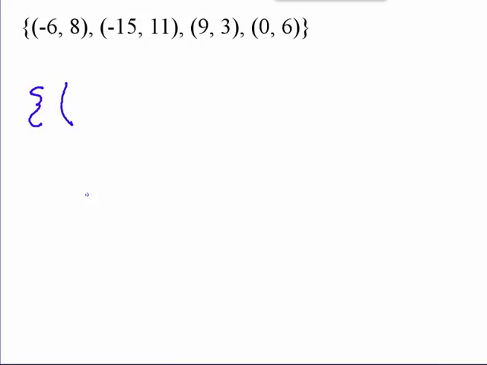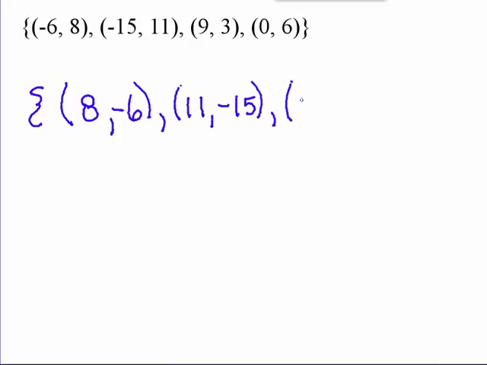So what is the very first point? 8, negative 6. That's my very first point. Can somebody tell me what point 2 will be? 11, negative 15. Very good. What will point 3 be? 3, 9. And last but not least, what will point 4 be? 6, 0. Now notice, when you write these, you need to make sure you use parentheses and commas.